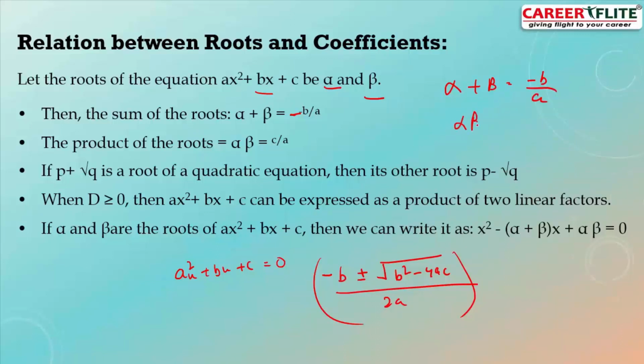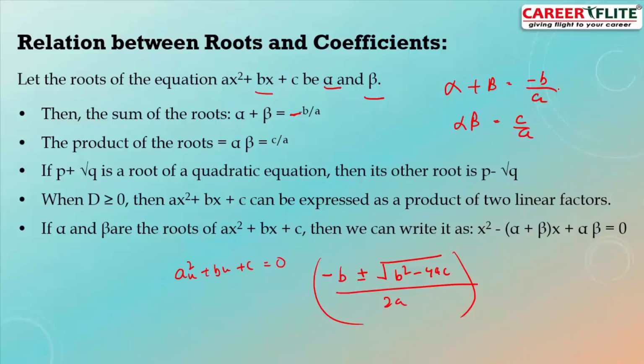Product of the roots is alpha beta equal to c by a. Sometimes a question might be asked where the roots are given and the equation is also given, so you must find the value of b. If the equation is given in this way and the roots are given, something like 10, 11.